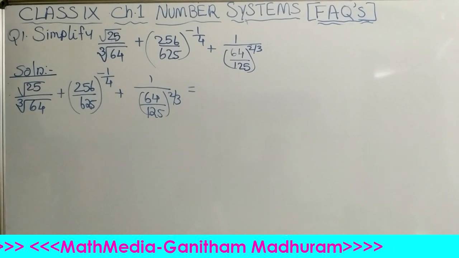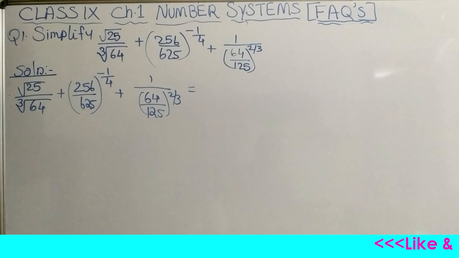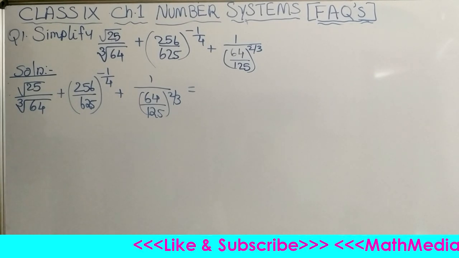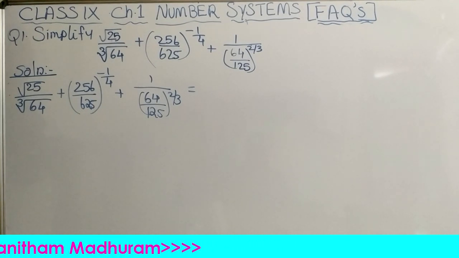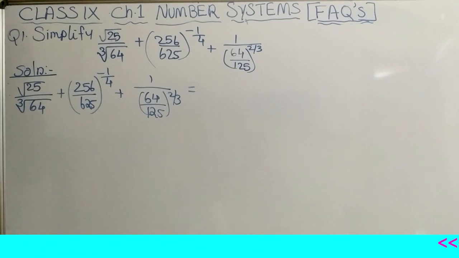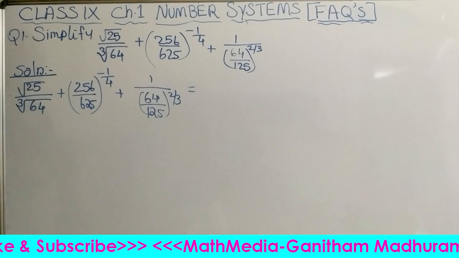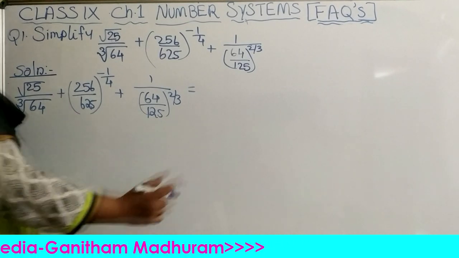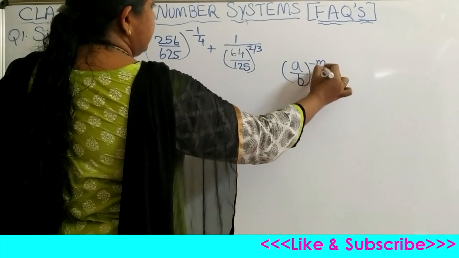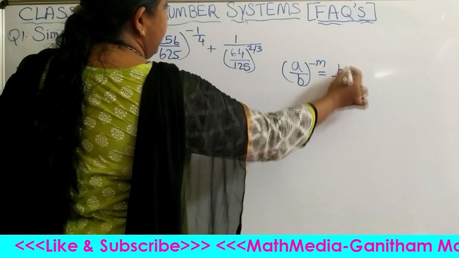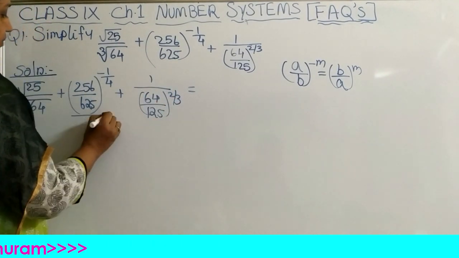Our next question: simplify (√25/√64 + 256/625)^(-1/4) + (1/64 / 125)^(2/3). We have (a/b)^(-m) equal to (b/a)^m, that we are applying in the middle term.